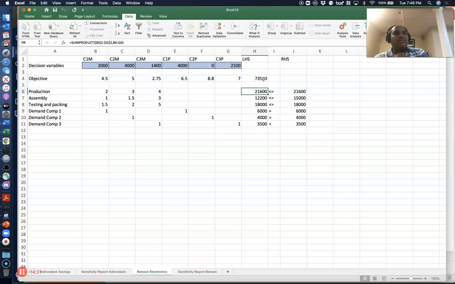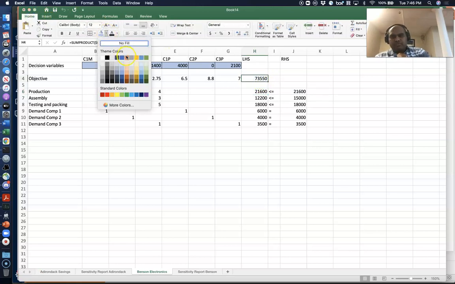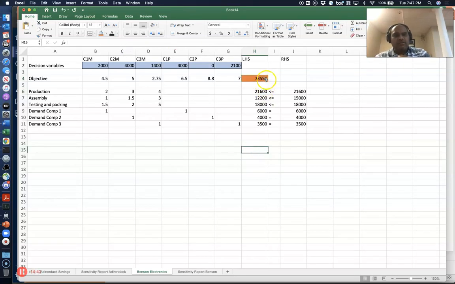You cannot do it for anything less than 73,550. It's a cost minimization problem, so this is the minimum possible cost. You cannot do it for any less than this 73,550.